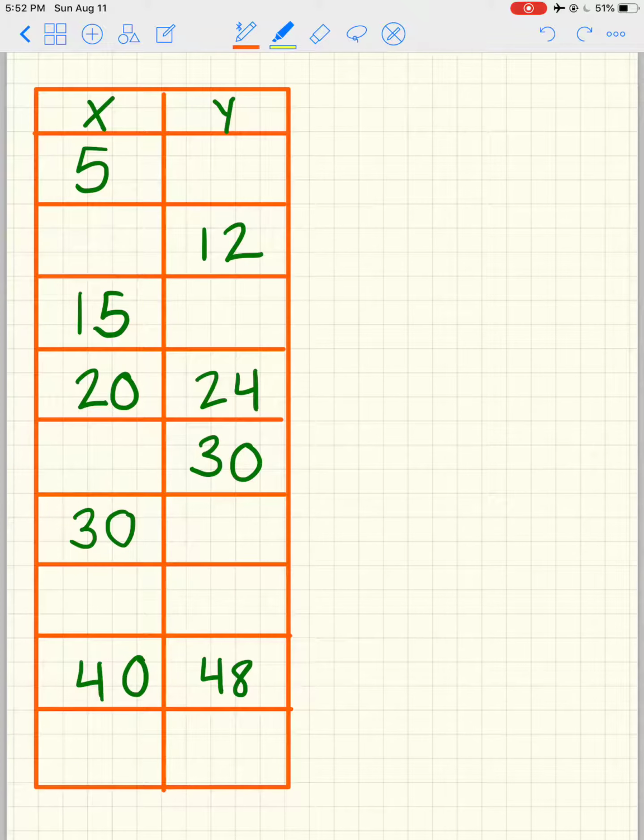The first thing I'm going to do is highlight, mark, or underline the boxes that have both the x and the y value filled in. Right here, both of them are filled in. It's got the 20 and the 24. And down here, both of those are filled in. We have the 40 and the 48. Those are the only two that have both sides filled in. We're going to use those as a check to make sure that all of our other numbers equal that ratio, because we know those answers are already correct since they were given to us.